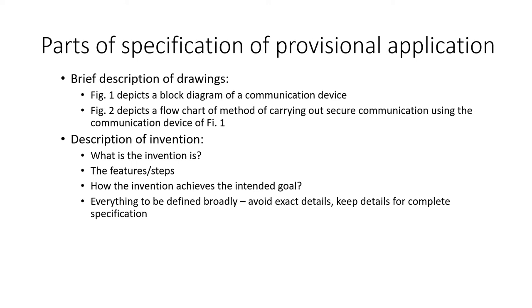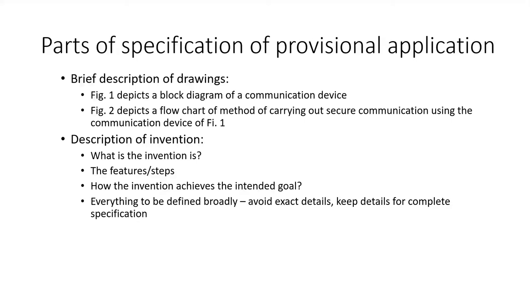So this is how you can correlate the figures and also point out what each figure relates to. And finally, you come to the description of the invention, which is the most important part of a provisional application. This is the portion where you will define what the invention actually is, what you have developed. So you won't describe it in any of the previous sections. You will describe it in the description of invention.